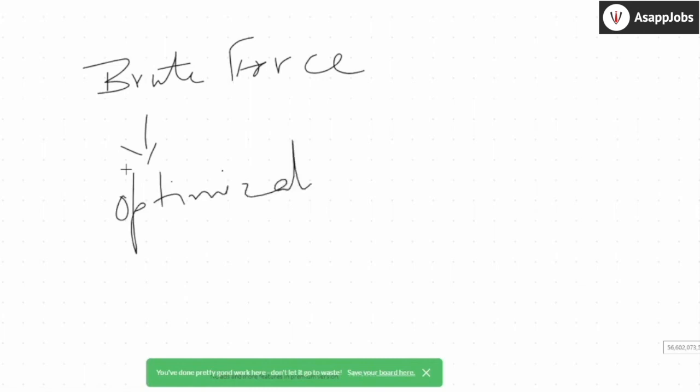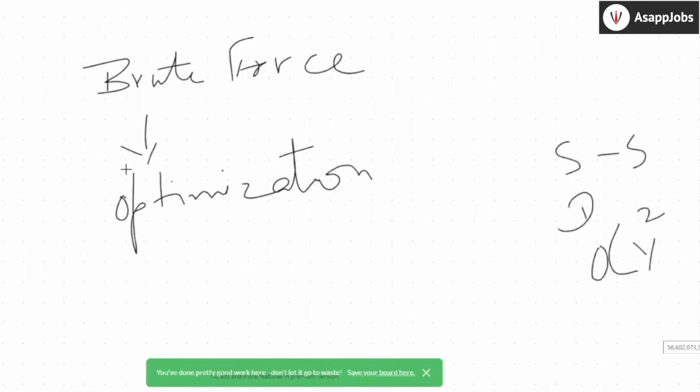So for the question of single source, single destination in a directed graph, you can do it with order of V square using Dijkstra. There's no problem, you can easily do it. But this is a brute force. This is not the optimization.